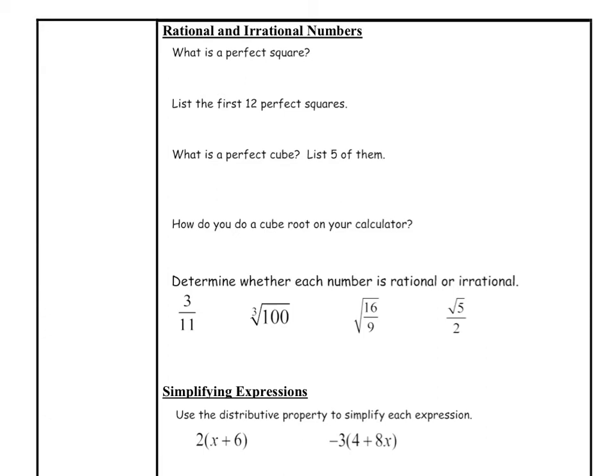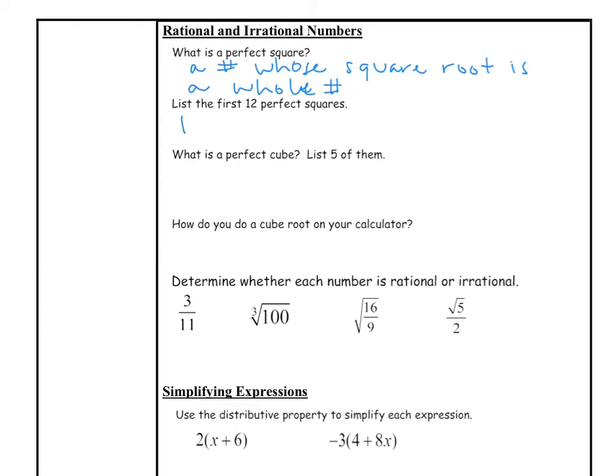So first up, what's a perfect square? Well, I know that a perfect square is a number whose square root is a whole number. So that would be things like 1, 4, 16, because 1 times 1 is 1.